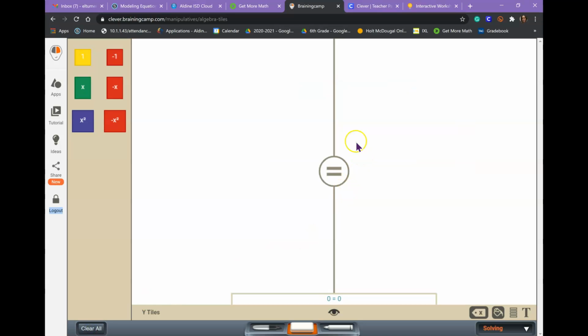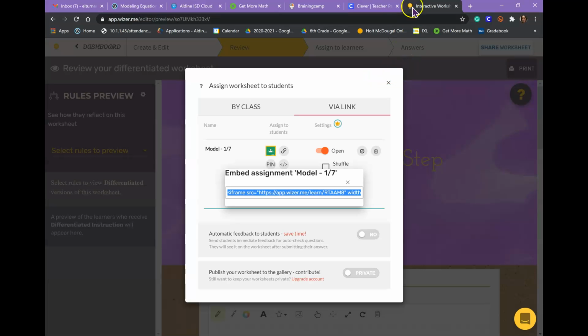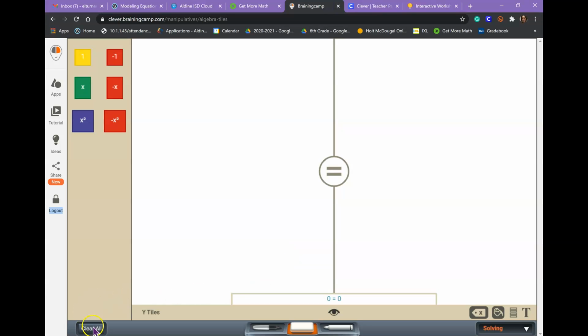Okay, now I'm going to show you how to model on the Wiser activity, which is going to be your next assignment. However, before I show you that, I want to show you one with the negative. So what if I had x minus 3 equals, let's do, to make it easy, let's do 6.